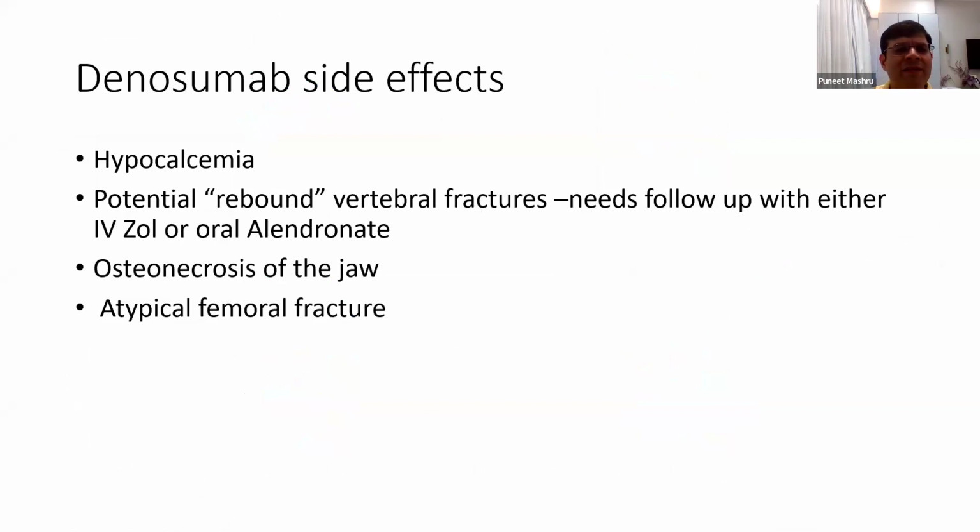The common side effect is hypocalcemia, like the bisphosphonates, but it may occur a little more, and we have to be very careful. We must check calcium and vitamin D before giving denosumab. There is the potential risk of rebound fractures, as I discussed with you, so we need to follow up with IV zoledronate preferably. Then there are osteonecrosis of the jaw and atypical femoral fractures, which I will again come to.